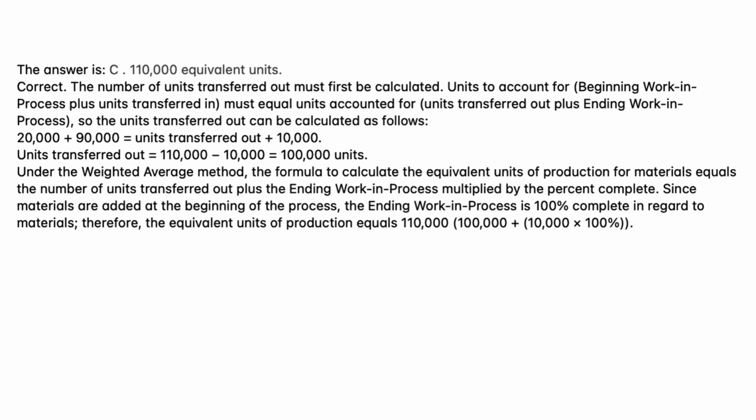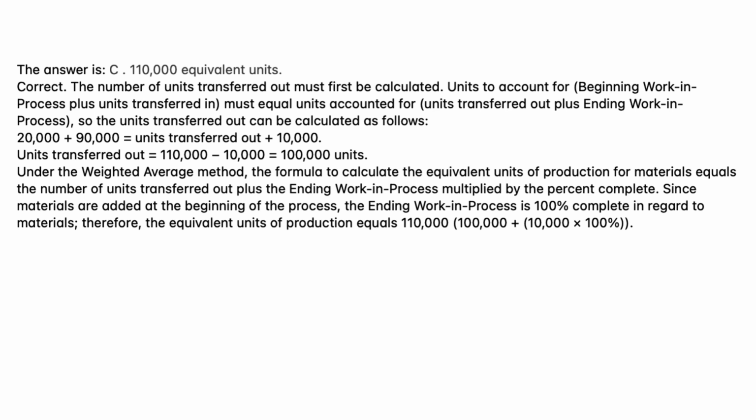110,000 equivalent units. Correct. The number of units transferred out must first be calculated. Units to account for, beginning work in process plus units transferred in, must equal units accounted for, units transferred out plus ending work in process, so the units transferred out can be calculated as follows. 20,000 plus 90,000 equals units transferred out plus 10,000. Units transferred out equals 110,000 minus 10,000 is equal to 100,000 units.